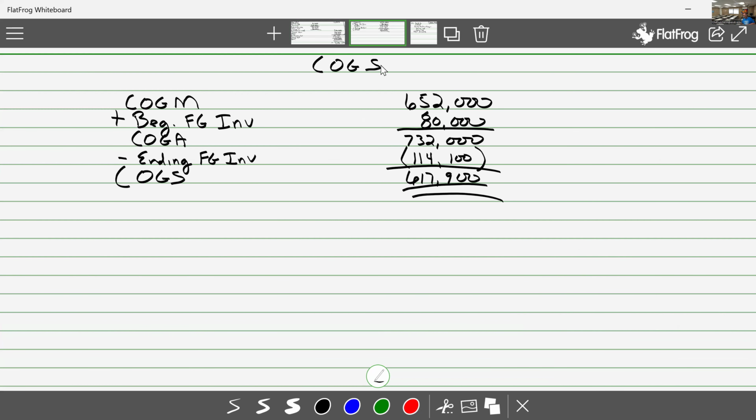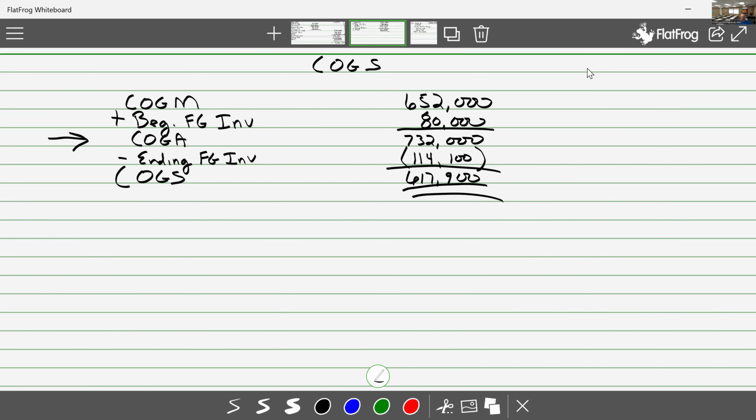To find our cost of goods sold, we always start off with our cost of goods manufactured. Right? We just calculated that on the previous page of $652,000. To that, we add our beginning finished goods inventory, which our handout gave us as $80,000. When you add those two together, those become your COGA. That stands for cost of goods available, right? So if we sold everything, it would have cost us $732,000 if we sold everything that we have sitting in our inventory.